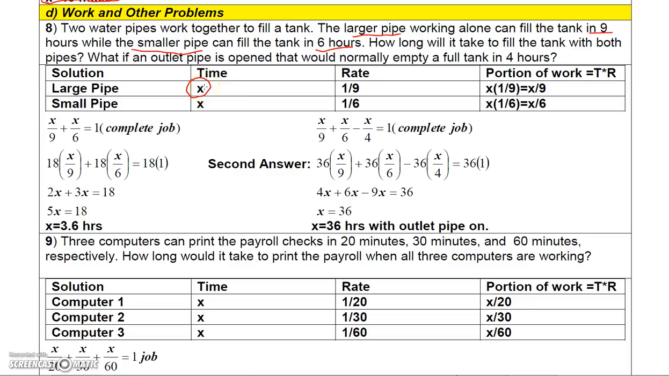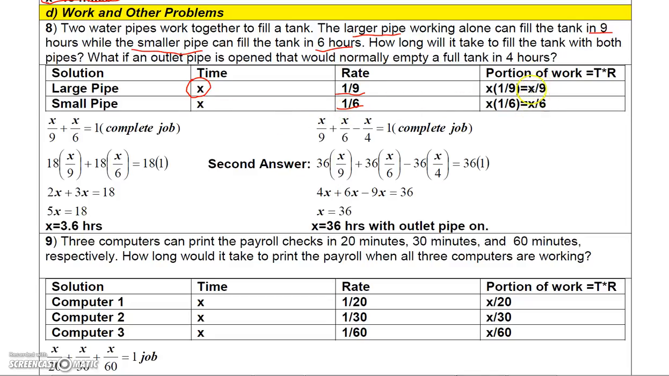So I'm going to let X be the amount of time the large pipe works, and also the amount of time the small pipe works, because we're going to assume the job is complete once the tank is full. And so since the pipes are going to start at the same time, they're going to finish at the same time. So as I said, the large pipe does 1/9 of the job per hour. The small pipe does 1/6 of the job per hour. So the total portion of work done by the large pipe would be X times a ninth, or X over 9. The total work done by the small pipe would be X times a sixth, or X over 6.